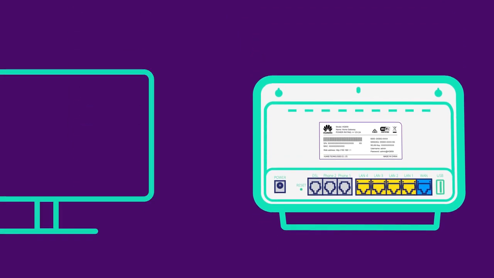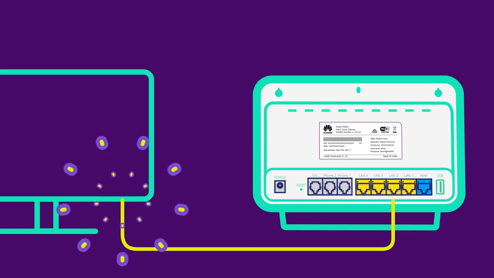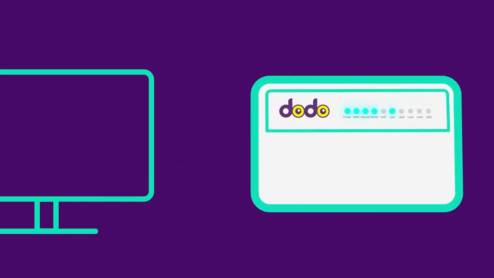To connect a device via a cable, connect the Ethernet cable that came in the box into one of the yellow LAN ports in the back of your modem and the other end to your device. The LAN 1 light should now be on.